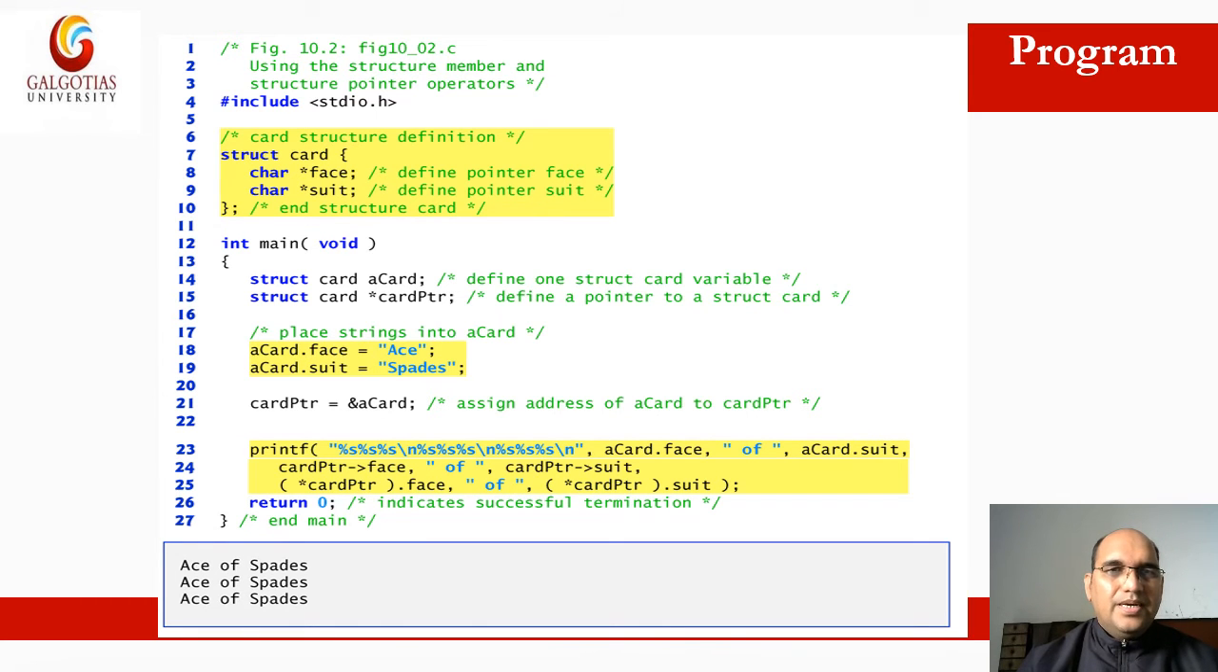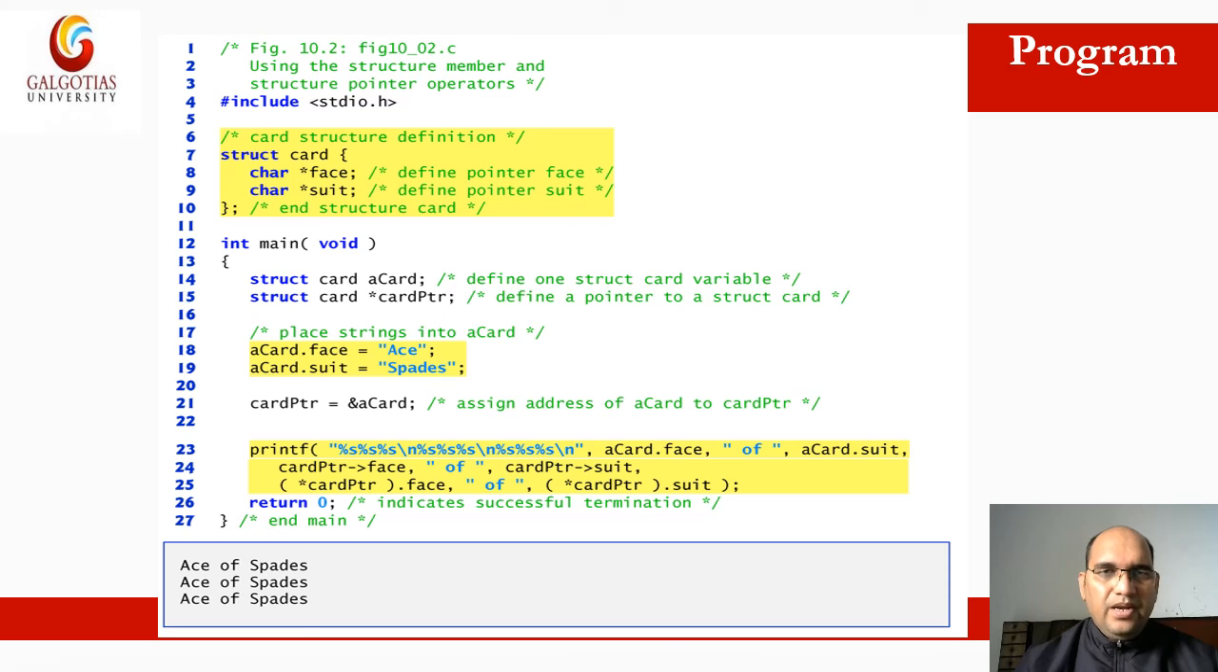Now let's try to understand both ways of accessing the structure members with the help of this program. So in this program, you come to line number 4 directly. So #include stdio.h. After that, what we have done is we have given the definition for a struct card. The first members are star face and star suit, which means face is a string kind of member, that is a pointer of character, and suit is also a string, that is a pointer of character. And this is the semicolon, so this structure ends over here.